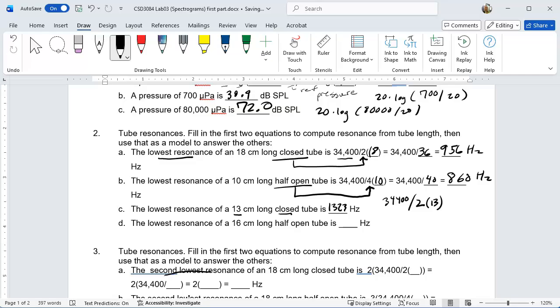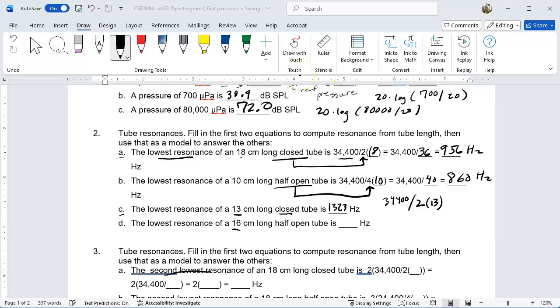Notice between A and C, I go from an 18 centimeter tube to a 13 centimeter tube. My resonance goes from 956 up to 1323. So the smaller my tube gets, the higher frequency standing waves I get out of that tube. Fits our generalization that small stuff generally makes higher frequencies, like squeaky mice. Big stuff makes lower frequencies, like trumpeting elephants.